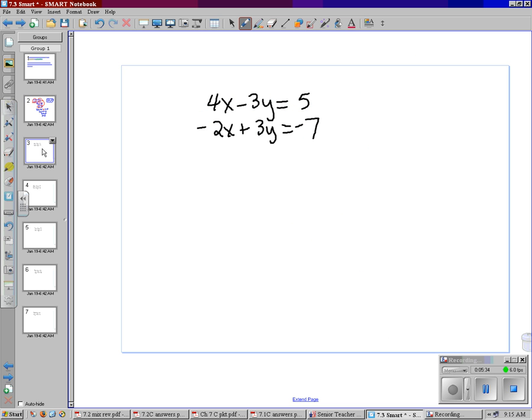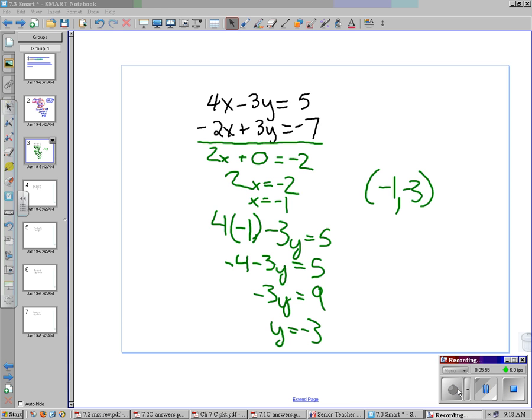We have 4x minus 3y equals 5 and negative 2x plus 3y equals negative 7. Please jot down the system. And I want you to go ahead and add the two equations together and see if you can start solving it. Feel free to talk to your partner, especially once you're done.